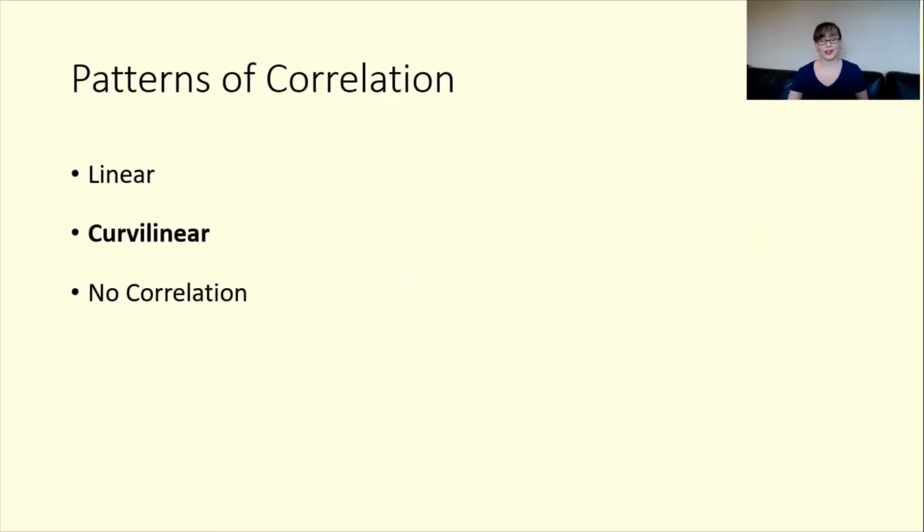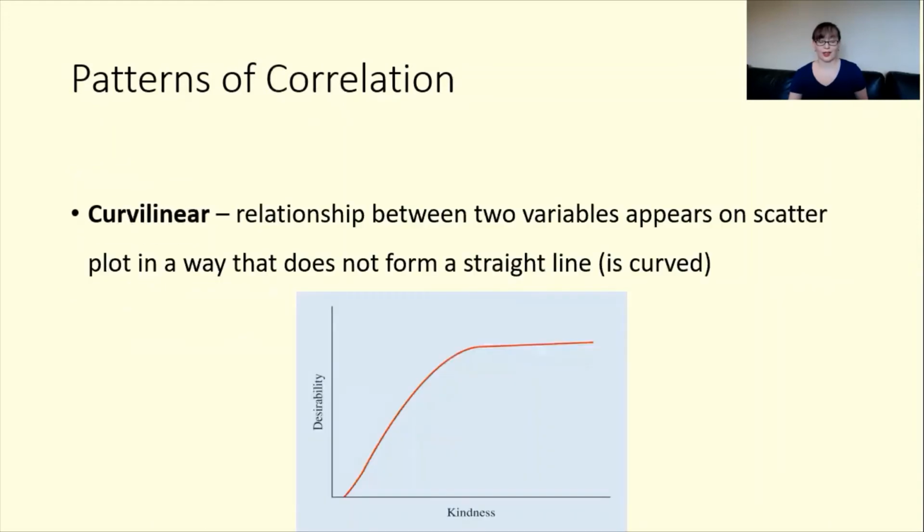Our next pattern is a curvilinear relationship. And a curvilinear relationship, unlike a linear relationship, is when the relationship is not a straight line. We can't draw a single straight line in this case. Our line is curved. The example that we see here on the scatter plot shows kindness on our horizontal axis and desirability on our vertical axis. And what we can see here is that as far as how these variables are related, that relationship changes at a certain point. Where that graph starts to curve marks a change in the relationship.